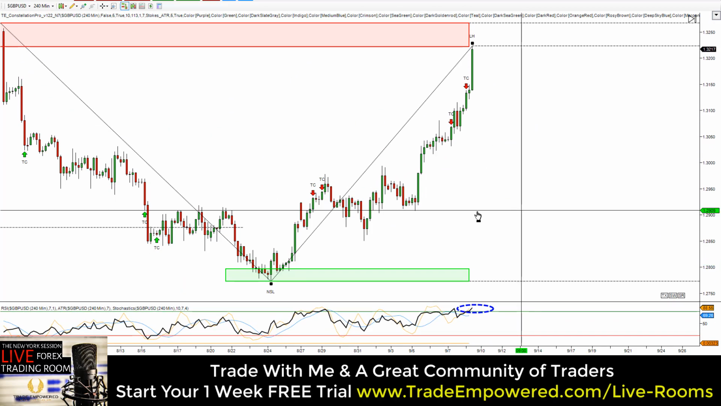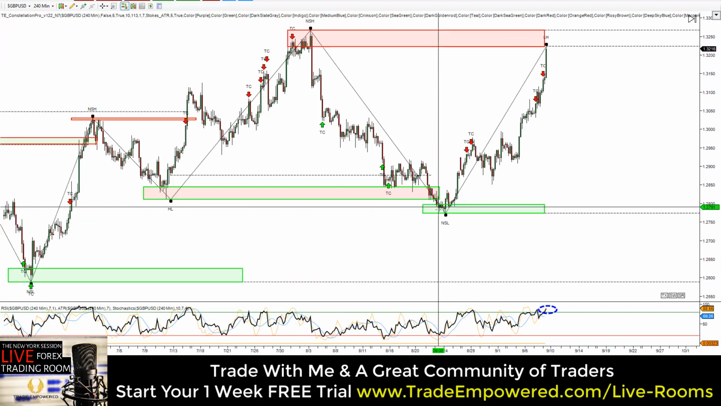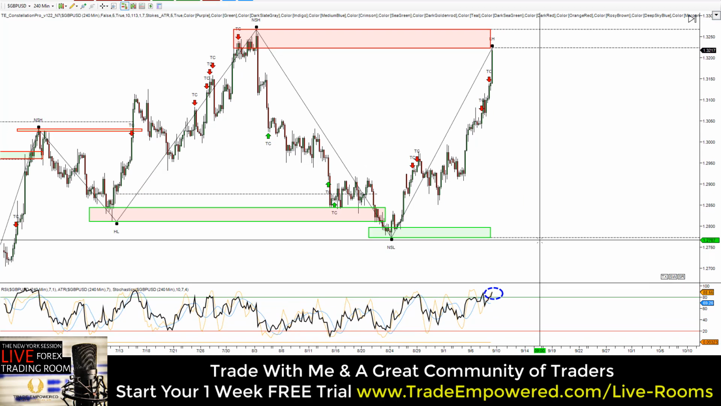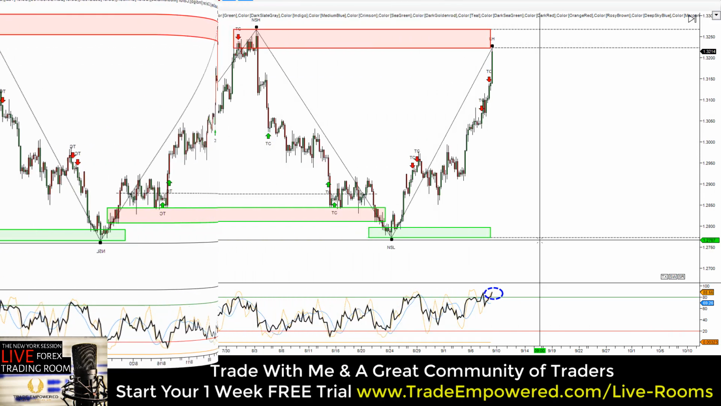RSI is overbought. Now again, RSI overbought doesn't tell us that the market's going to reverse, but it's a clue. And if you're a CTS trader, combined technical score trader, what you're trying to do is put these clues together.